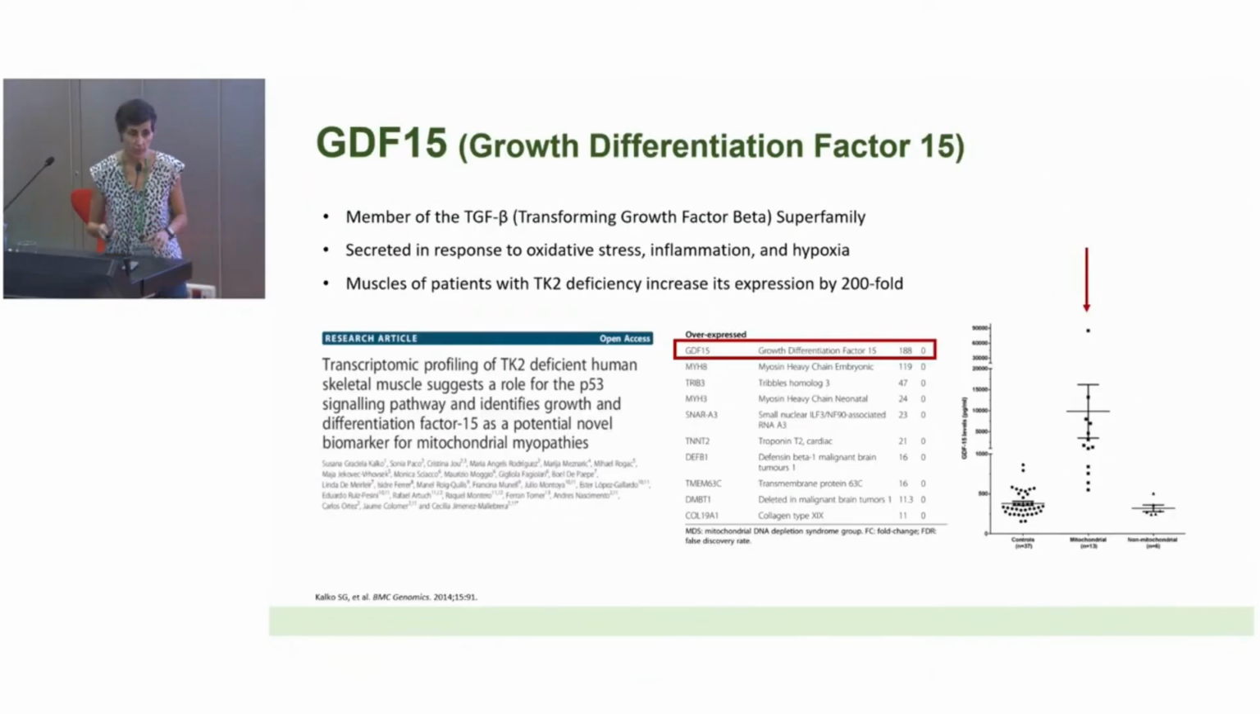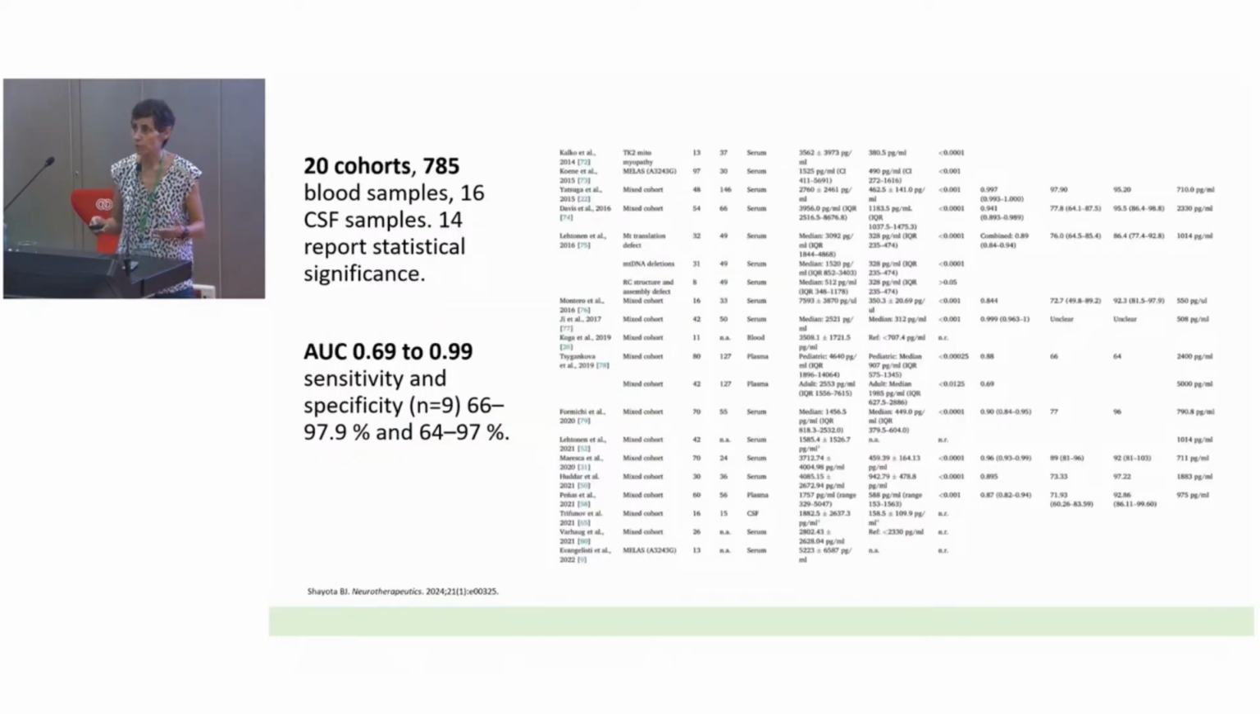Regarding the GDF-15, GDF-15 is a cytokine that is induced in the muscle due to the OXPHOS dysfunction and was first described more than 10 years ago in a subgroup of patients with TK2 deficiency, in a transcriptomic analysis in patients with TK2 deficiency. Since then, multiple cohorts have been describing the high sensitivity of this biomarker to diagnose patients with mitochondrial diseases in general, but it's more sensitive in those patients with muscle problems. But it's not widely used in the clinic.